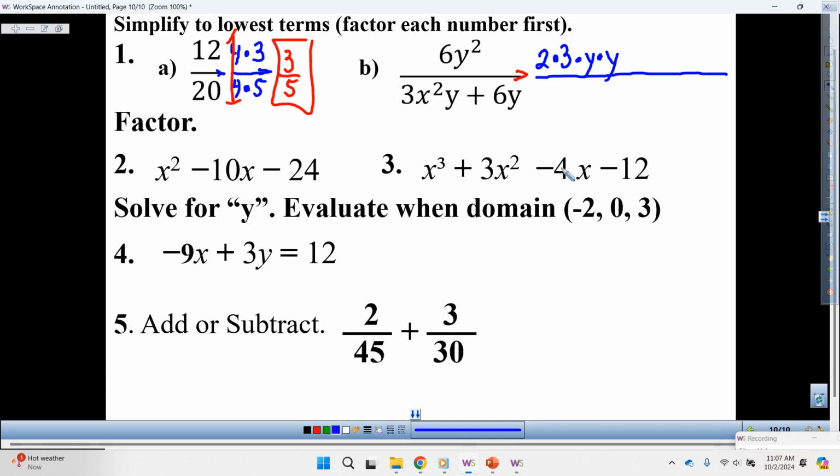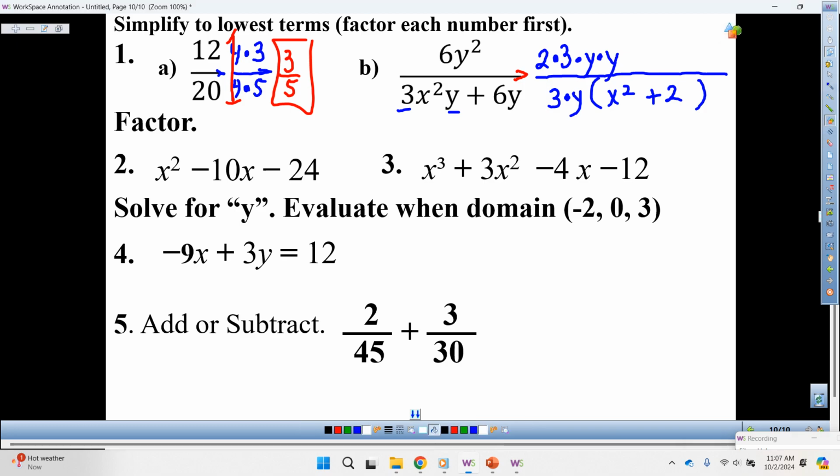GCF. Renzo. 3 times y. That is correct. So that leaves us with x squared, because we took out the 3y. There it is. And this one, 6y divided by 3y is positive 2.